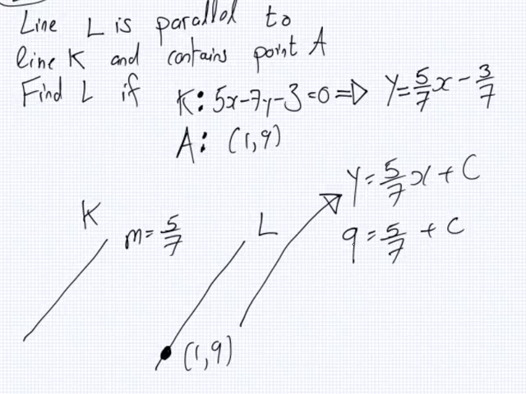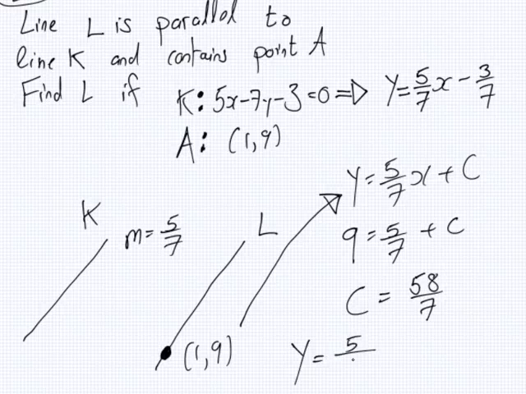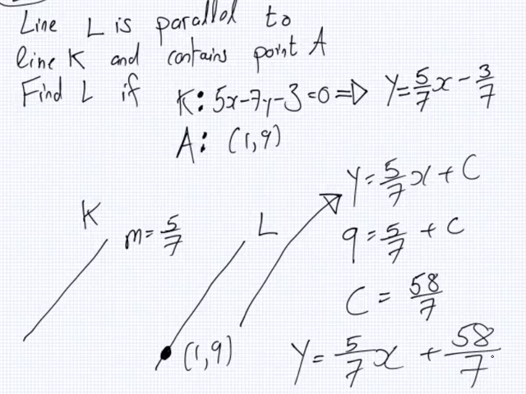So what's that? 63 minus 5, 58 over 7, is it? Can someone check that with a calculator? Yeah, I'm going to go with 58 over 7. Yes? Great, okay. 9 minus 5 over 7. Question, yeah? Go ahead. Are you sure? Okay. y equals 5 over 7x plus 58 over 7.